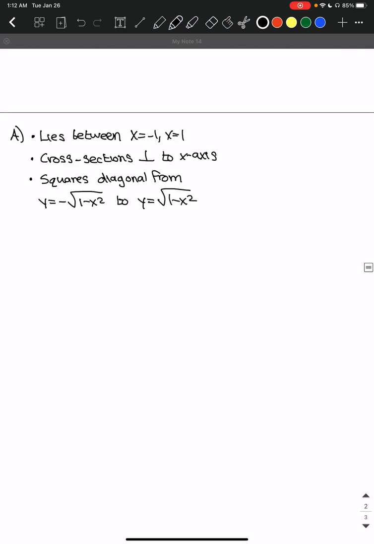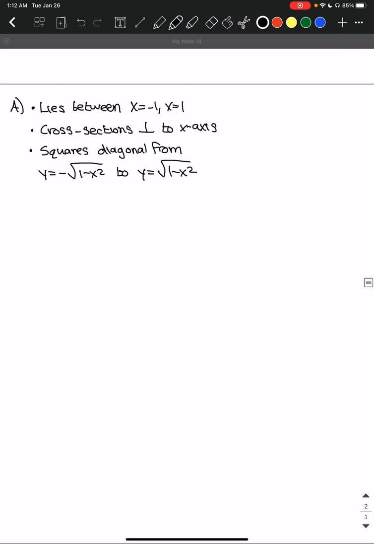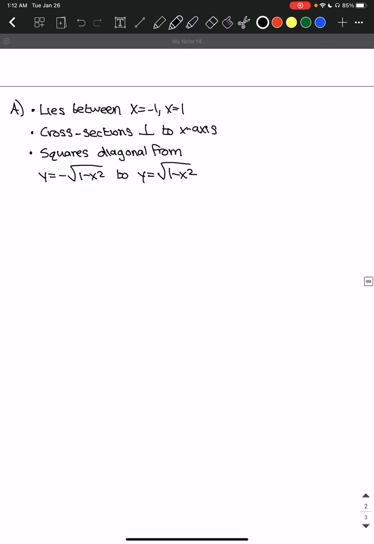This might be a problem you'll see on a final or something. We have a bunch of information in front of us. We have a solid that lies between those two x values. They said our cross-section is perpendicular. Remember, it could be either, but we'll deal with perpendicular to the x-axis. And then we have squares that are diagonal from y equal to that to y equal to the positive of that. The easiest way to do this is honestly just to draw a picture.